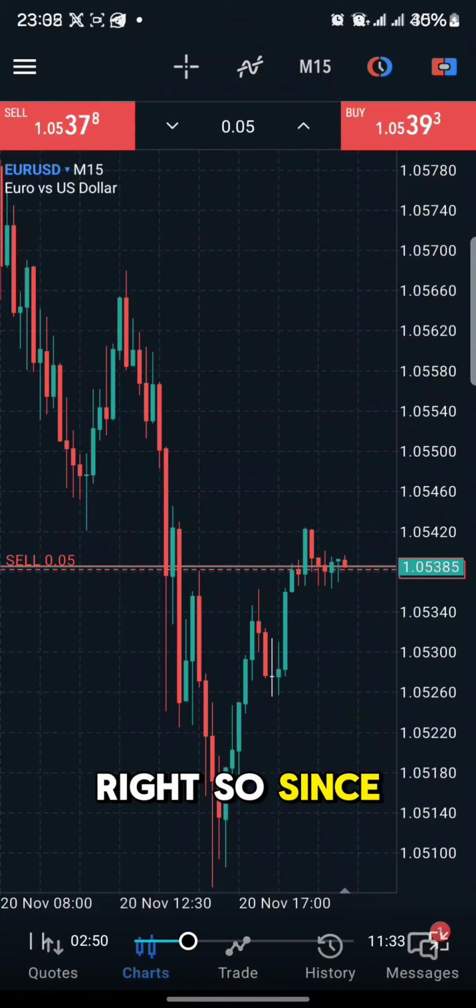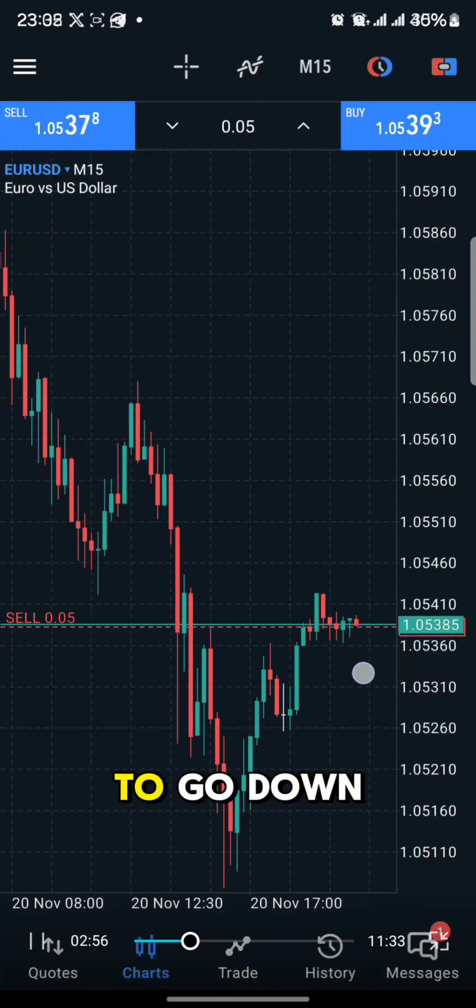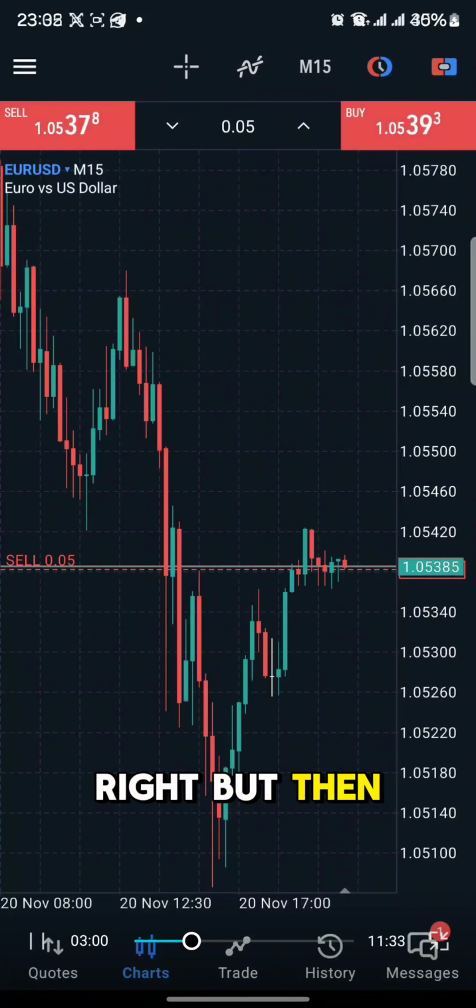So since I've placed my trade and I'm willing the trade to go down, right, all the way down there, right? But then I'm not the one who's controlling the market. It might go up, right? Since this is a business, we do not know what's going to happen next, right? Since we're taking risks as well. Sorry for that. And then this is what we're going to do.